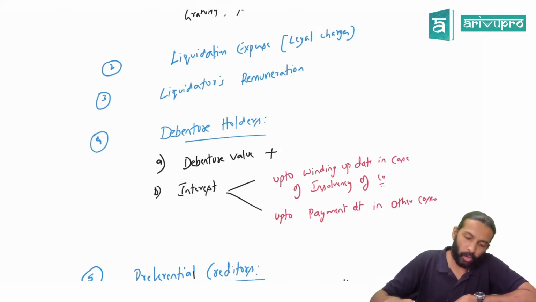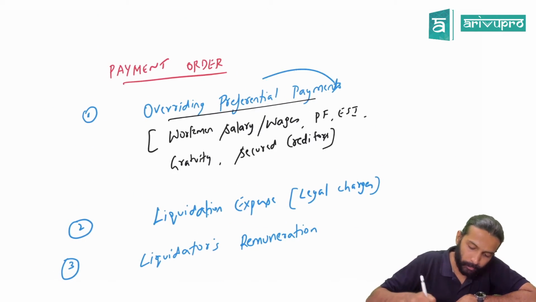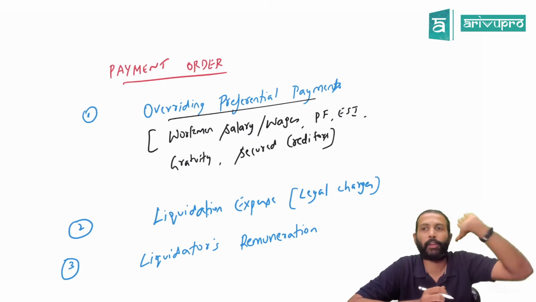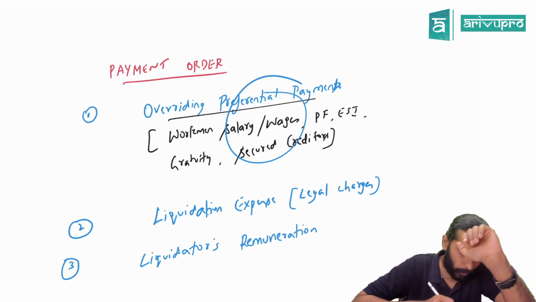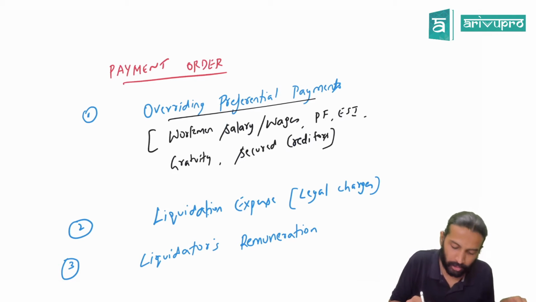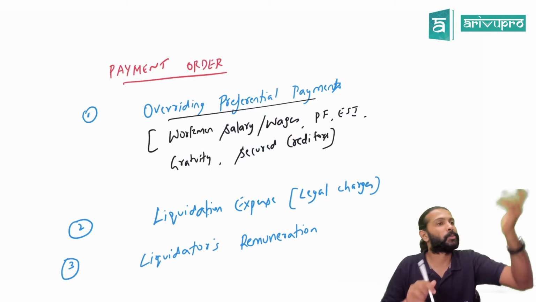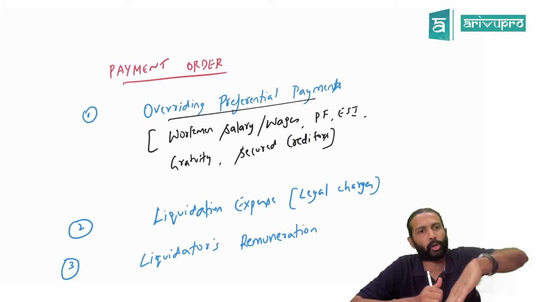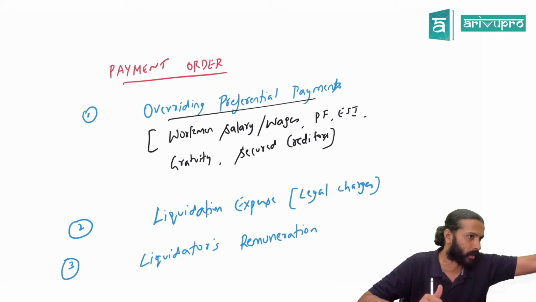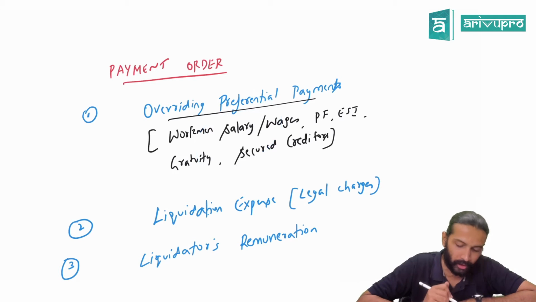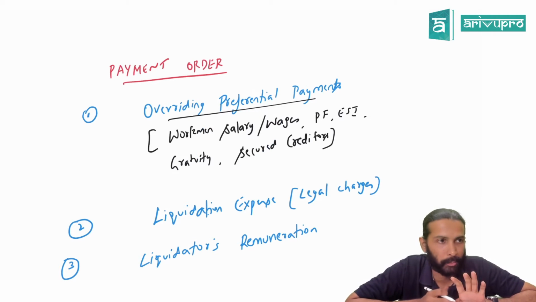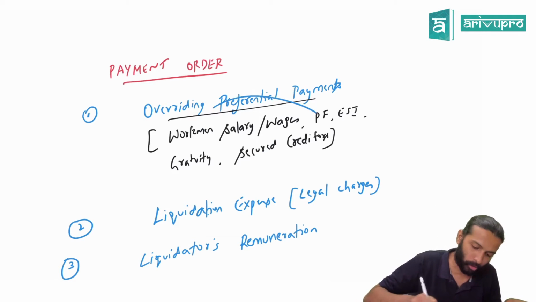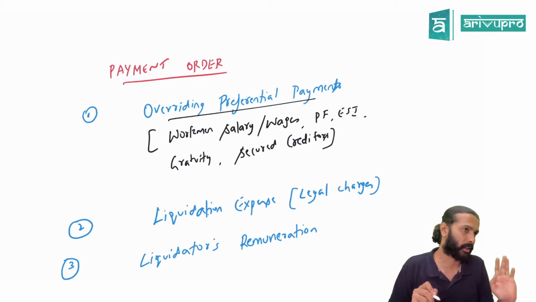All right. First payment, whom are we told? Overriding preferential creditors. Before you pay anybody, first you have to pay something known as overriding preferential payments. Those are nothing but what? Something payable to your workmen, whether it is salary or wages, whether you're paying on a month-on-month basis or a piecemeal basis, doesn't matter. If anything belongs to workmen, we call it overriding preferential payments. On salary, you pay PF, ESI, pension, also gratuity. That also comes under overriding preferential creditors.